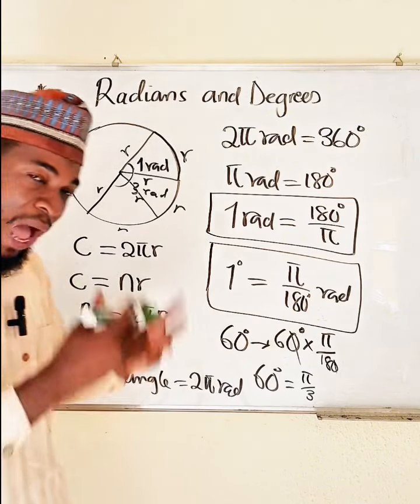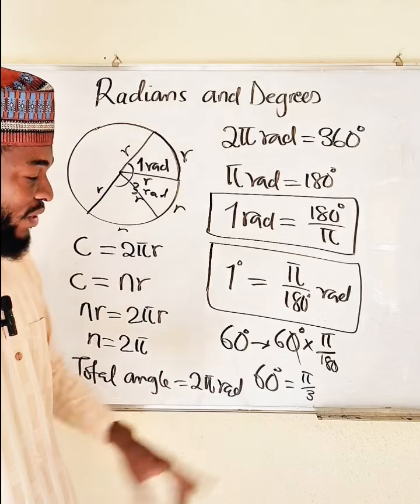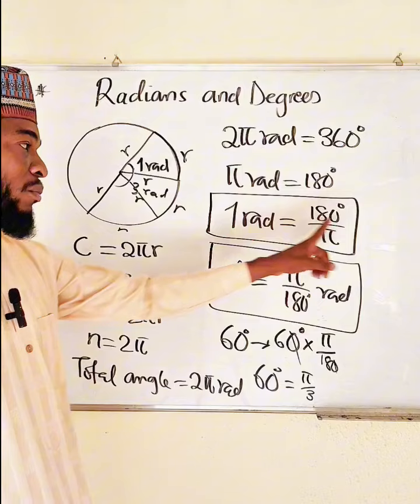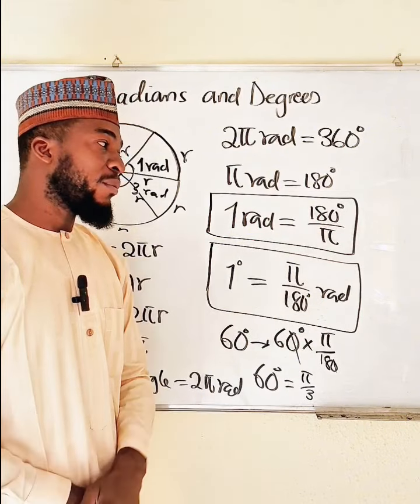So if you are given an angle in degrees, to convert it to radians, multiply that by pi divided by 180. If it is in radian, multiply that by 180 divided by pi.